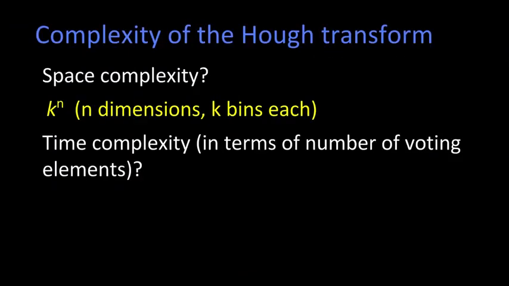What about time complexity in terms of the voting? Well, the nice thing is that the voting is linearly proportional to the number of edge points. You run through your edge points and they each vote. And the voting might take a little bit of time, but it's constant, all right?